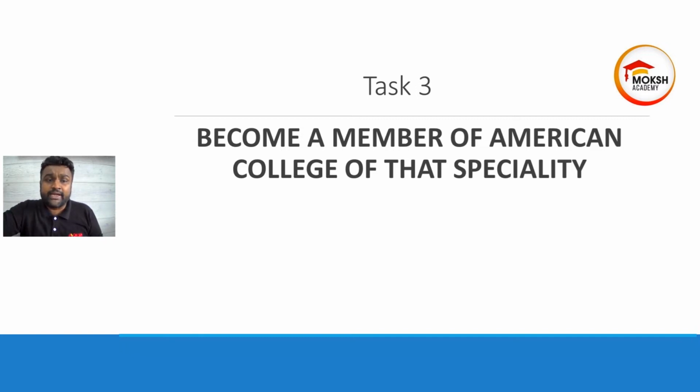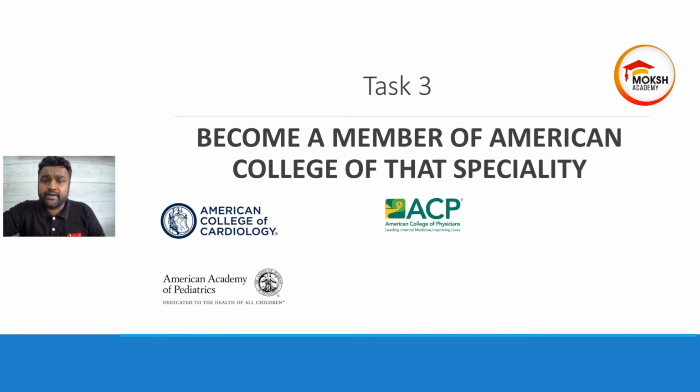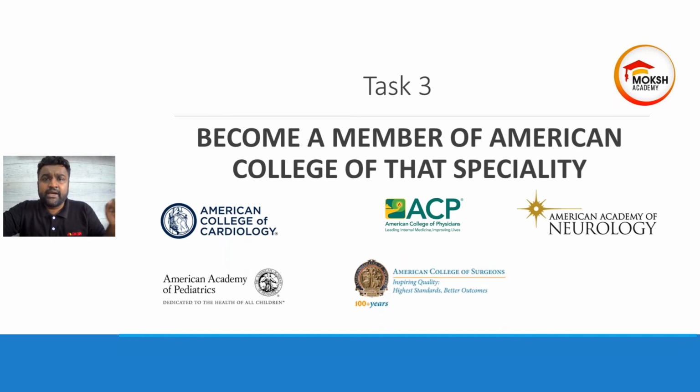So always become a member of these societies. For example, American College of Cardiology, American Academy of Pediatrics, American College of Physicians, American College of Surgeons, American College of Neurology, American Psychiatric Association. Now, the student membership can be paid, can be free. For example, ACP is free of cost for internal medicine. However, American College of Surgeons charges about $25 per year as a student member.